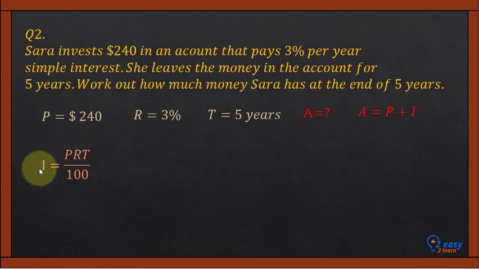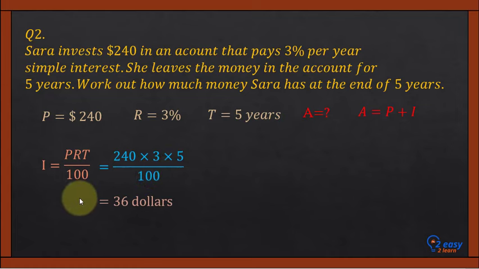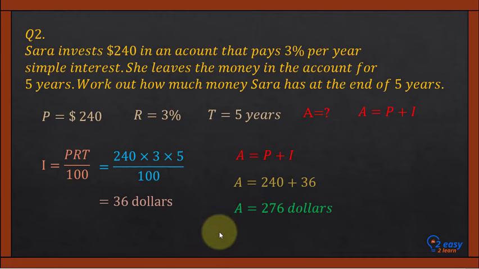So apply the simple interest formula. I is equal to PRT over 100. Plug these values in this formula. P is 240, R is 3, and T is 5 years, divided by 100. Simplify this, we will get 36. So I is equal to $36. So we have to calculate A, which means at the end of the 5 years, the total amount. P is 240 and interest is 36. So the total amount at the end of 5 years is $276.